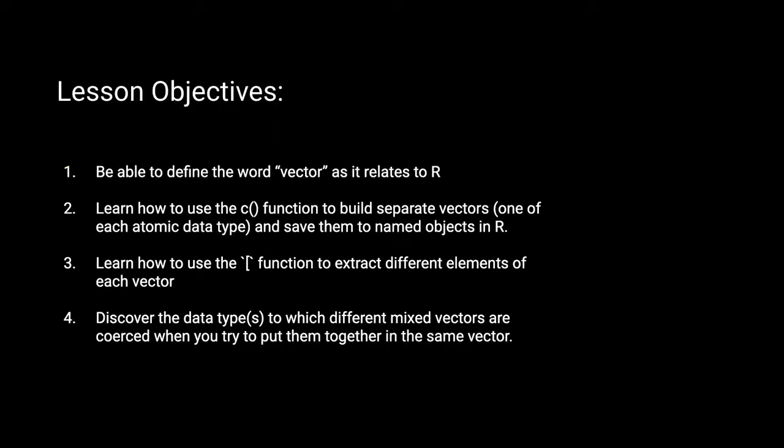Okay, so we're going to head over to R, and by the end of this scripting lesson, we should be able to define the word vector as it relates to R. We will learn how to use the concatenate function to build separate vectors, one of each atomic data type, and we'll save them to named objects in R. We'll learn how to use the bracket or extraction function to extract different elements of each vector, and we'll discover the data types to which different mixed vectors are coerced when we're trying to put them together in the same vector. So let's switch over to R.